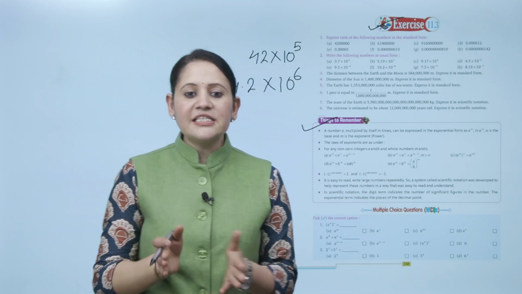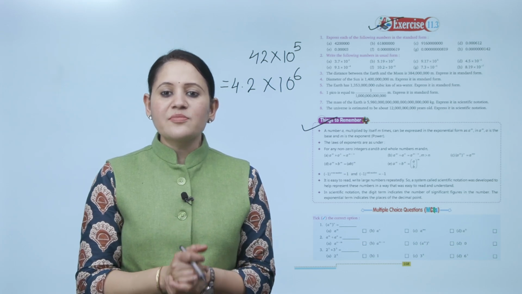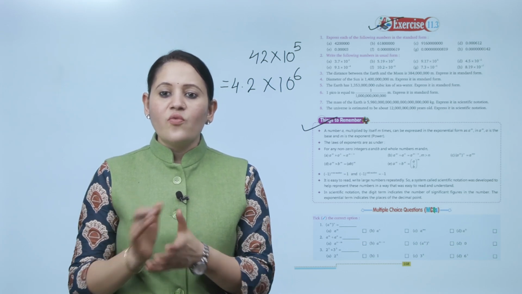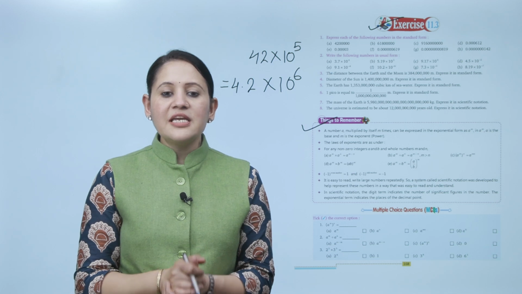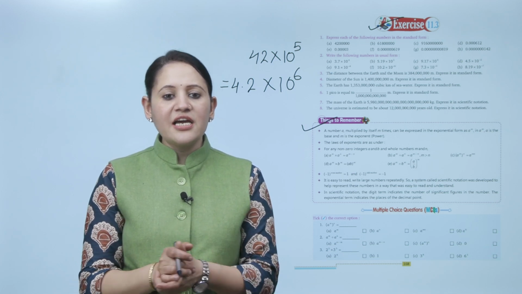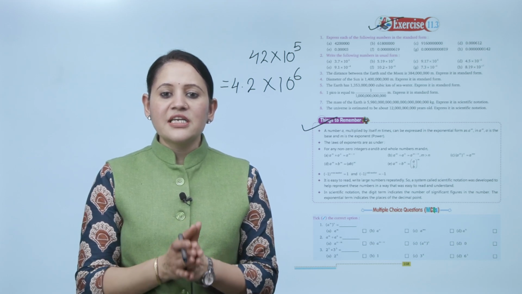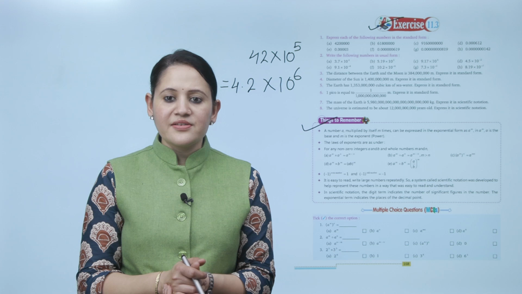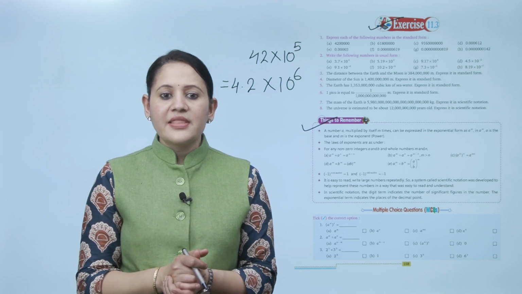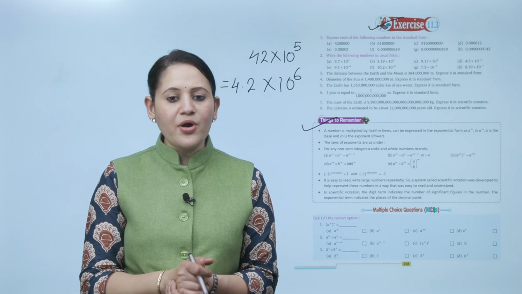Clear? It is not easy to read and write large numbers repeatedly. So a system called scientific notation was developed to help represent these numbers in a way that is easy to read and understand. In scientific notation, the digit term indicates the number of significant figures in the number. The exponential term indicates the place of the decimal point.